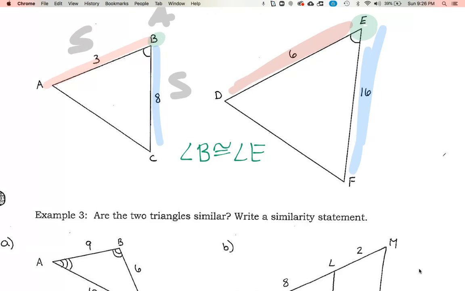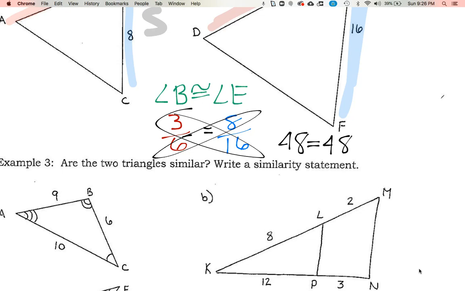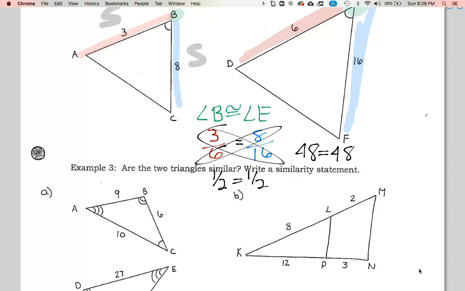So I did my angle. Now I have to show the sides coming out, like 3 and 6 is proportional to 8 and 16. Since we're back to two fractions, you can just do your cross products if you want. And that's 48 equals 48. Make sure you check that though, or simplify them both down to 1/2 equals 1/2. Because sometimes it won't work, so don't assume.